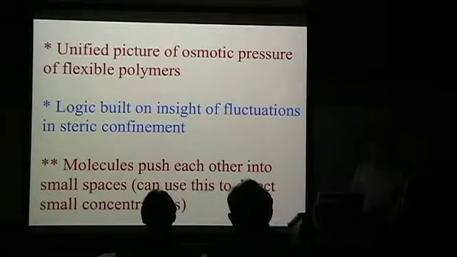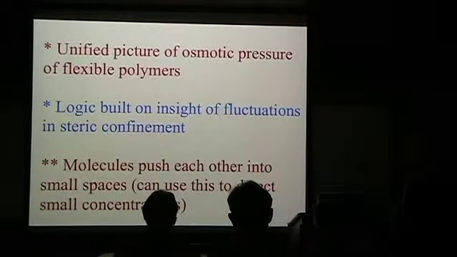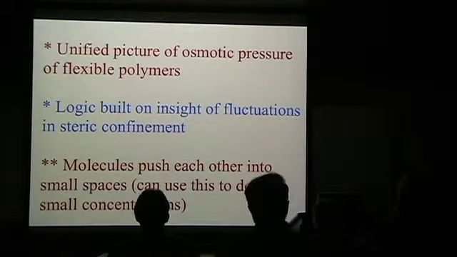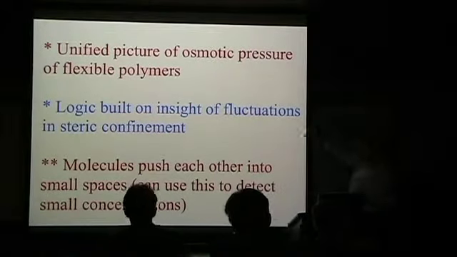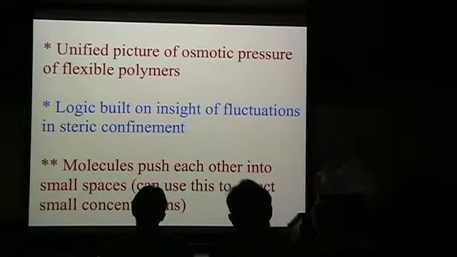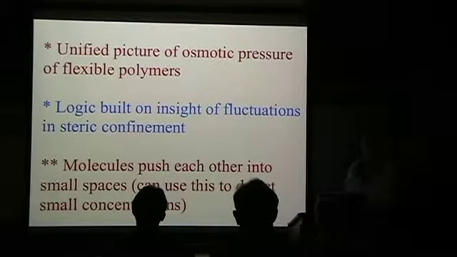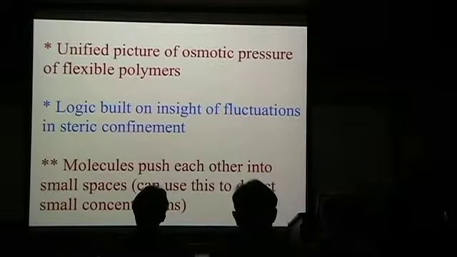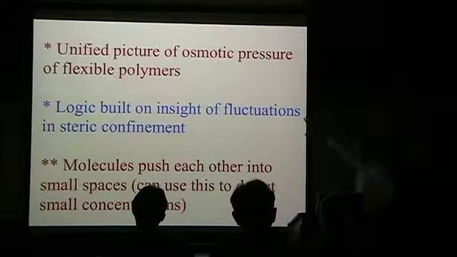in biological systems. So I want two things to come out of this. One, I'm going to give you what I hope you can see as a unified theory, unified picture of osmotic pressure of flexible polymers. It's very simple, and I tell you the answer, you'll never forget it. And there's a logic built into the inside of fluctuations, how we take the fluctuations of the molecules and you see how they work in different kinds of steric confinement. They could be bumped by other molecules, or they could be bumped by the wall of the channel. And you can see the same energies of confinement showing up in both cases.